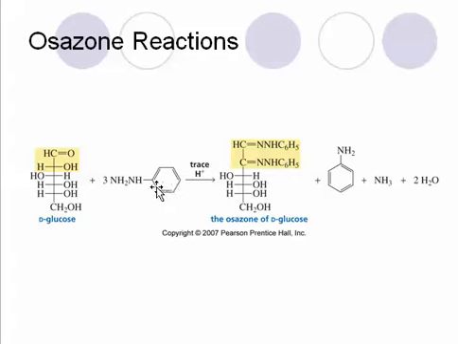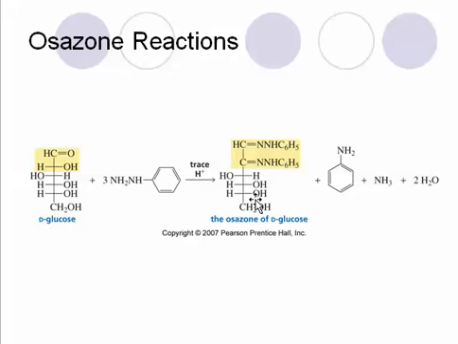So we see one of these molecules going on to the first carbon. We also see one of these molecules going on to the second carbon, and this forms a double phenylhydrazine compound, right? So phenylhydrazine went on here, phenylhydrazine went on there, carbon 1 and carbon 2. That is what we call an osazone. This is the osazone of D-glucose.